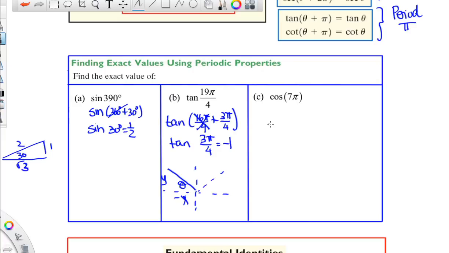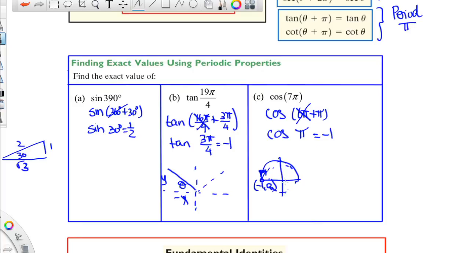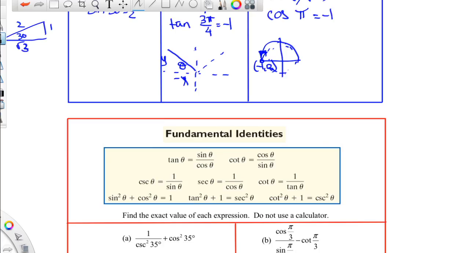So the cosine of 7 pi, I can take a factor of 2 pi out of there. So the cosine of 7 pi is 6 pi plus pi. The 6 pi just returns it back to its starting point. What that means is that if you rotate 2 pi, you're here, 4 pi, you're here, 6 pi, you're here, and then you rotate pi. So it's just the same as the cosine of pi. And the cosine of pi is the x value, and the x value at this location is a negative 1. So it's a negative 1. Okay, so that's how you can use some of those properties.